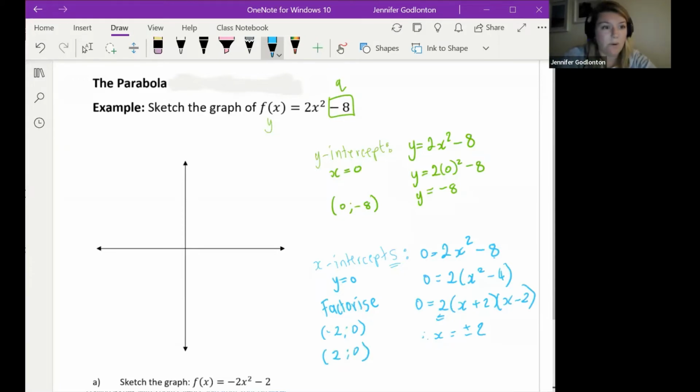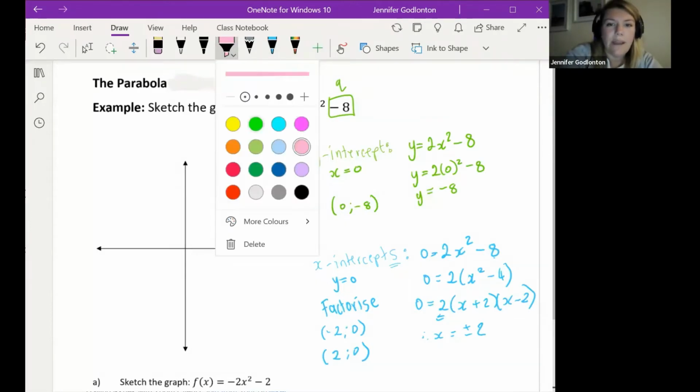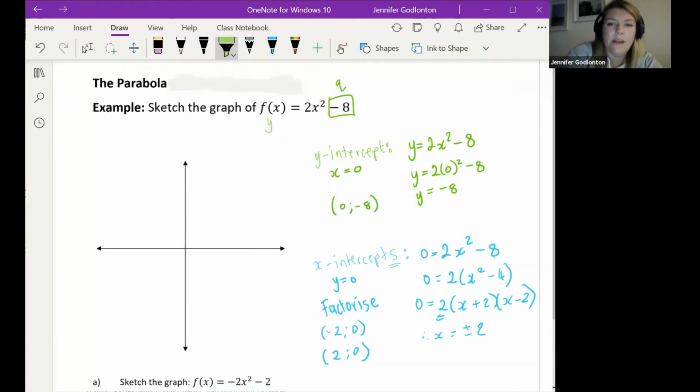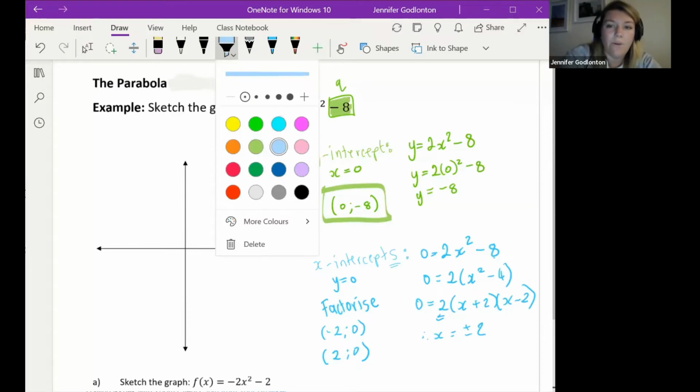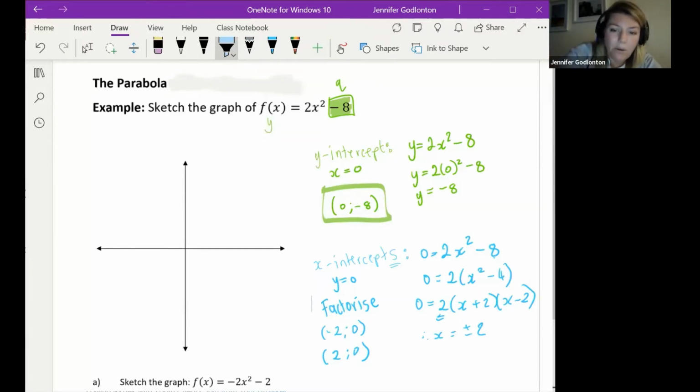So those are important things to take from this, okay? Your y-intercept is always just going to be this number here. That's always going to be that number over there. So you don't have to do any of the working. You can just see it's going to be the negative 8. And when we're looking for our x-intercepts, we are always going to have to factorize. So we have to think about highest common factor and difference of two squares. And we're going to get our 2 x-intercepts.